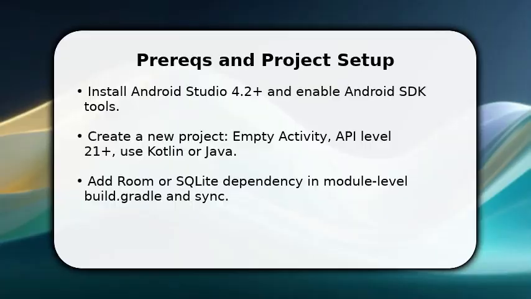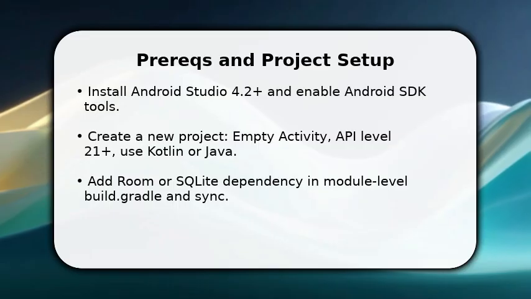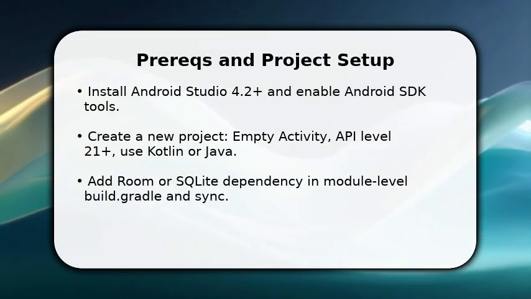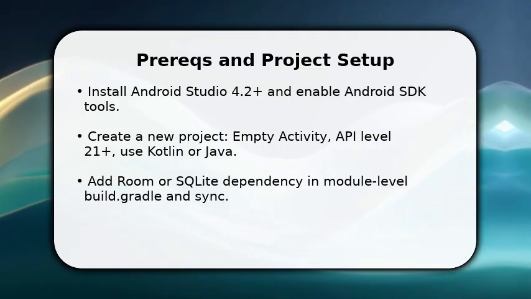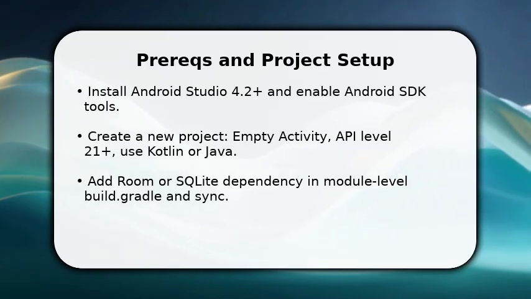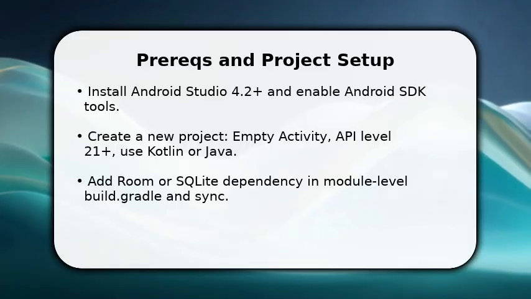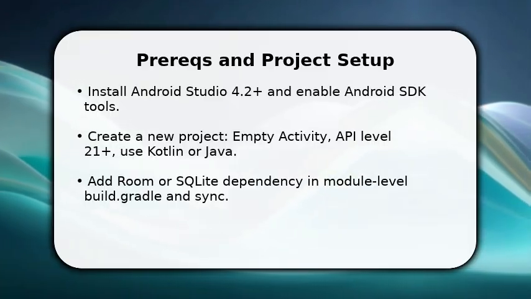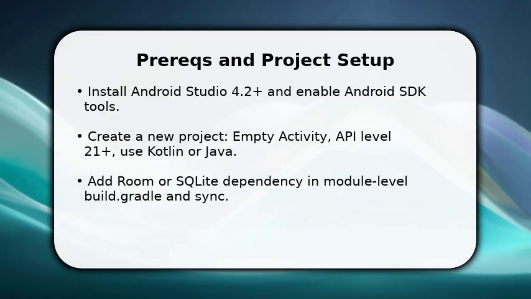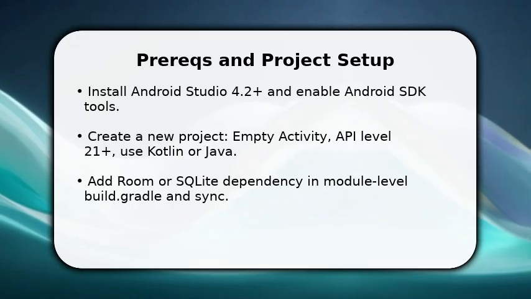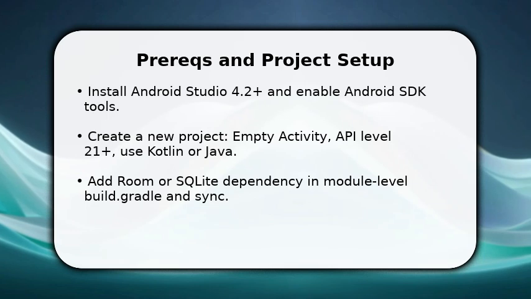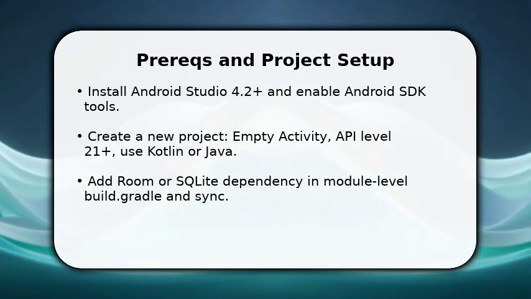Please enjoy the video. You start by confirming prerequisites and creating the project so you can work immediately. First, open Android Studio, create an empty activity project with API 21 or higher, and choose Kotlin or Java based on your preference. Once done, add dependencies, either Room components or SQLite helper libraries, in module build.gradle and press sync. Make sure to enable Android SDK tools. This ensures the emulator and build tools are available. This gets you into actionable code without delay.